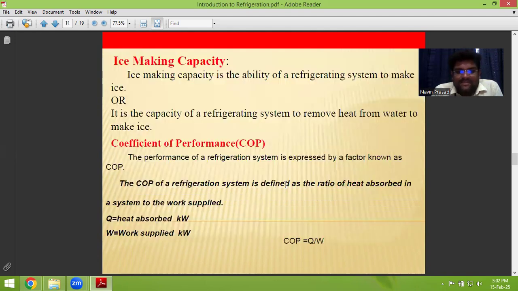So ice making capacity is the ability of the refrigeration system to make ice, or it is the capacity of the refrigeration system to remove heat from water to make ice.